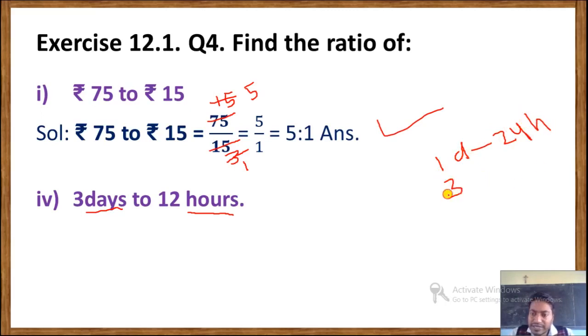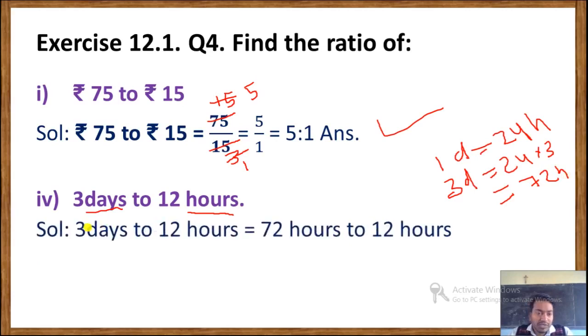The same way, 3 days equals 24 into 3. When we multiply, we'll get 72 hours. That means here we can write 72 hours. So this we can write like this, 72 hours to 12 hours, then it will become the same unit. Now easily we can find.